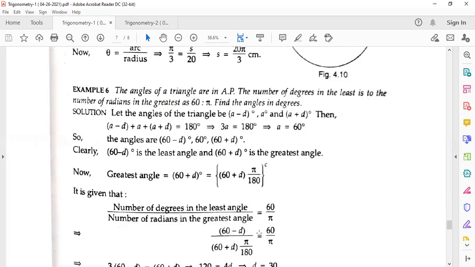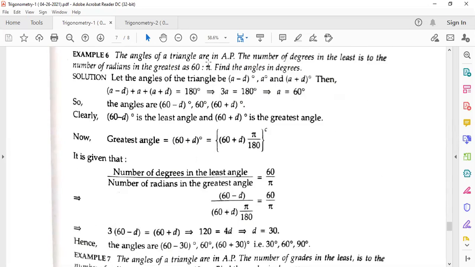Then next one is given that the angles of a triangle are in AP. AP means arithmetic progression. Do you have any idea about the arithmetic progression? I think it is already over in your algebra, na? That is a, a plus d, a plus 2d, a plus 3d, dot dot, a plus n minus 1 into d. This is the nth term of arithmetic progression, na? D is called the common difference.